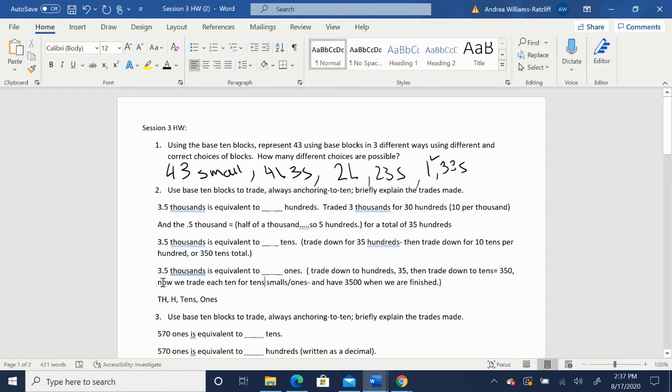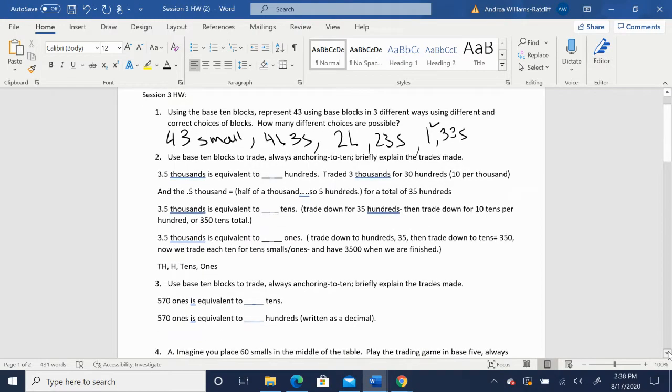Okay. So I start up here at thousands. I've got 3.5. I trade once. I now have 35. I trade again. I have 350. I'm adding a 0 every time because I'm making this 10 times bigger because I'm trading down. If I were trading up, I would be dividing by 10 every time and getting 1/10 of what I had before. Okay, so 3,500.